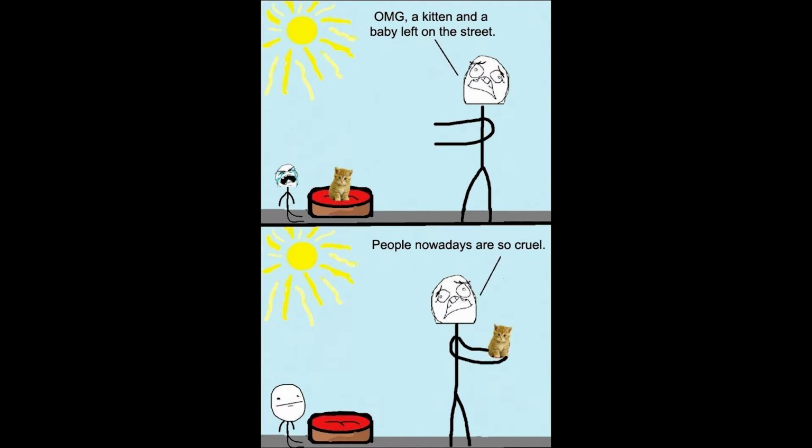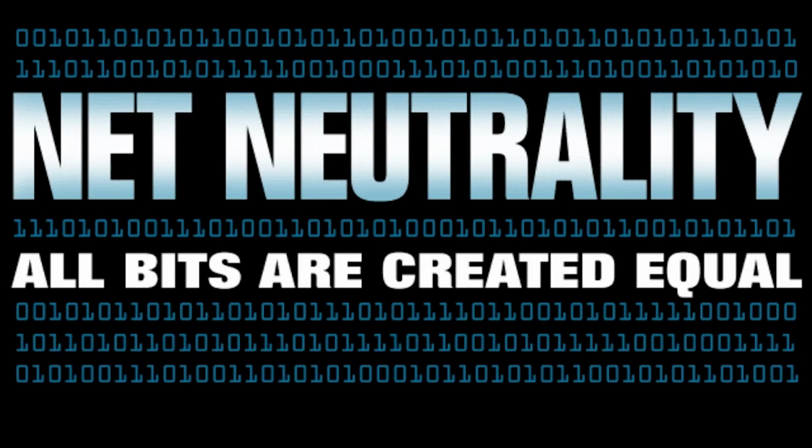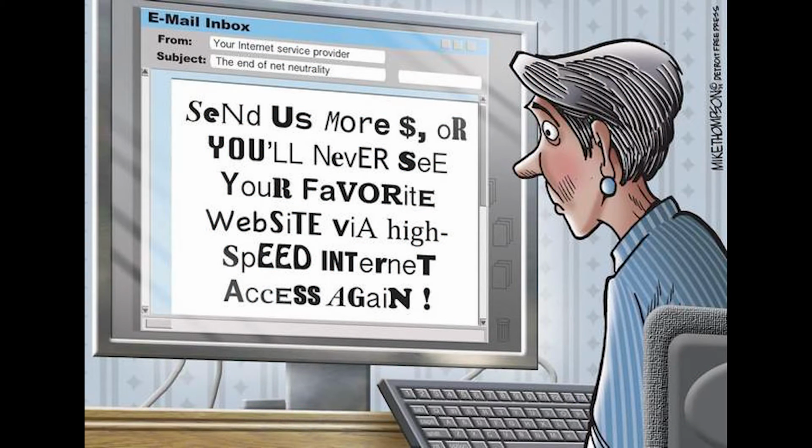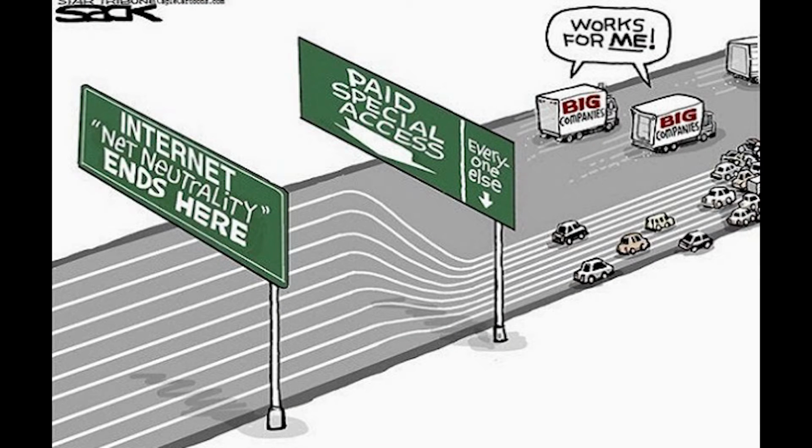Nowadays, the web is governed by a concept known as net neutrality. Wikipedia defines this as the principle that internet service providers and governments should treat all data on the internet the same, not discriminating or charging differently by user, content, site, etc. The idea behind this is that a public information network will only be really useful if everything on it is treated equally. One thing that the internet really offered was it gave a lot of power to the people.